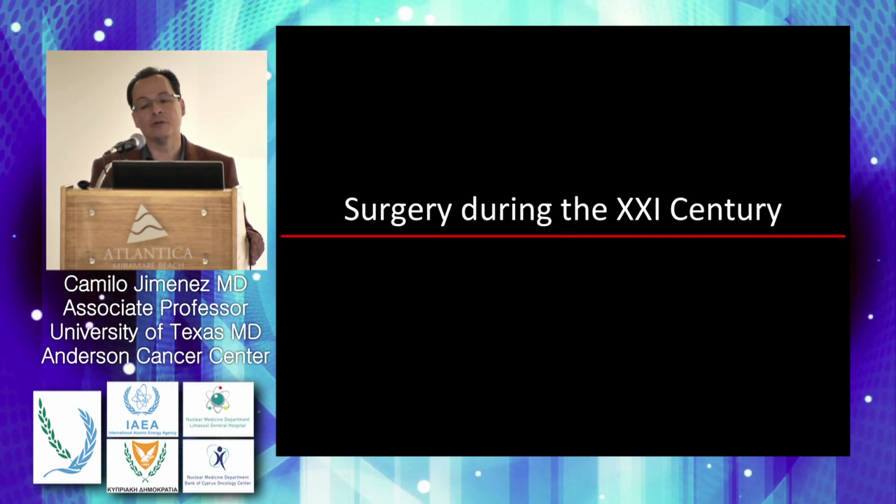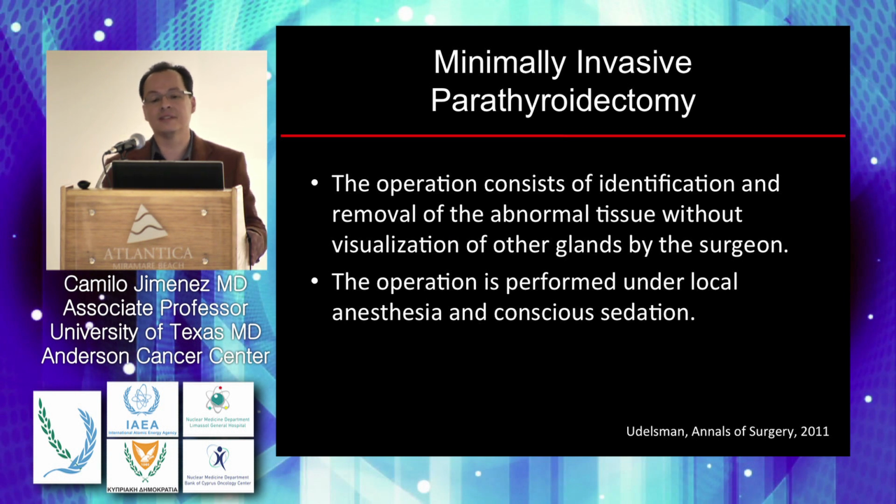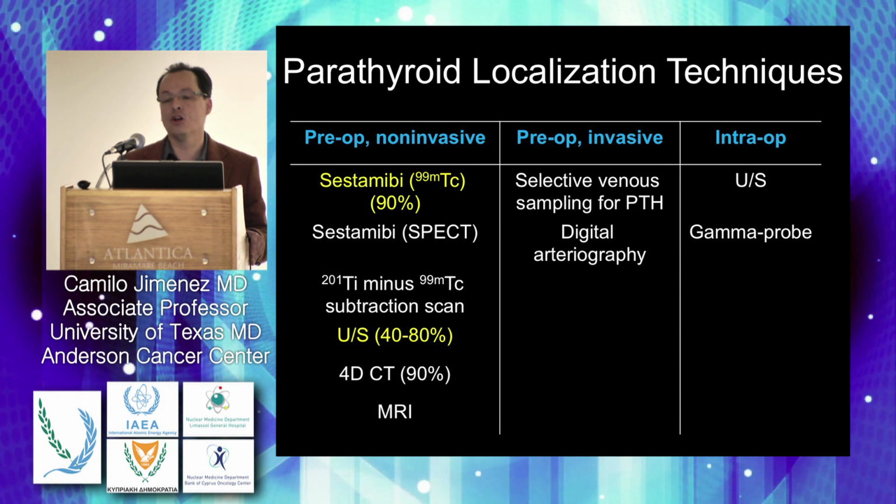What we currently propose to do in most patients who have parathyroid disease is what we call a minimally invasive parathyroidectomy. This is an operation in which we remove exclusively the abnormal tissue without visualization of the other glands by the surgeon. It is performed under local anesthesia and with conscious sedation, so the patient doesn't need to be intubated. But it is mandatory for these patients to have a localization study before the surgery is done in order to be successful.